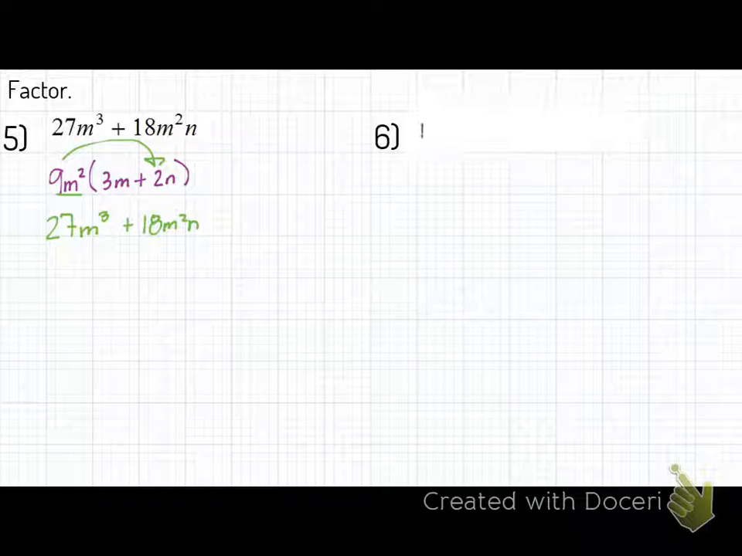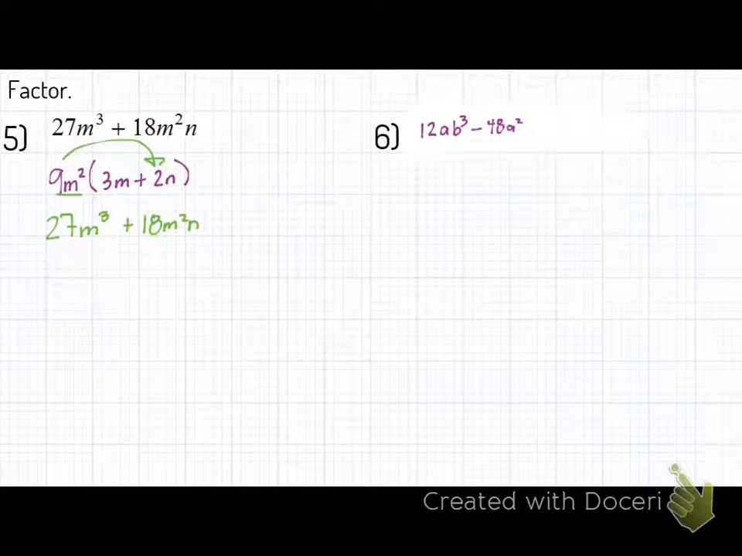Ready? Let's do 12. A B cubed minus 48 A squared B squared plus 64 A cubed B. Okay?